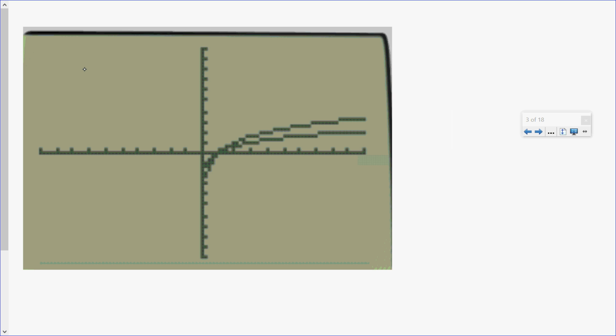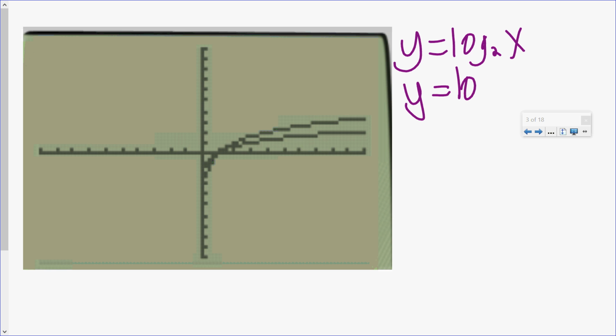So here I have y equals log base 2 of x. Here I have y equals log base 3 of x. And let's see what they have in common. They both pass through this point. They both pass through 1, 0, and that will always be the case, and here's why.